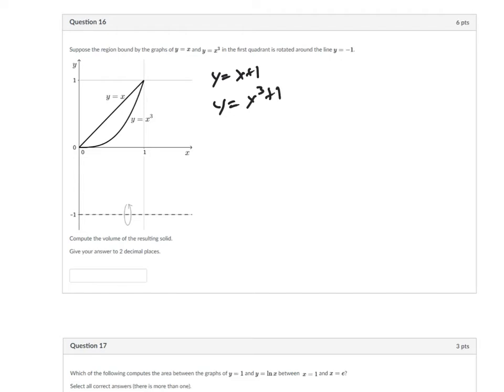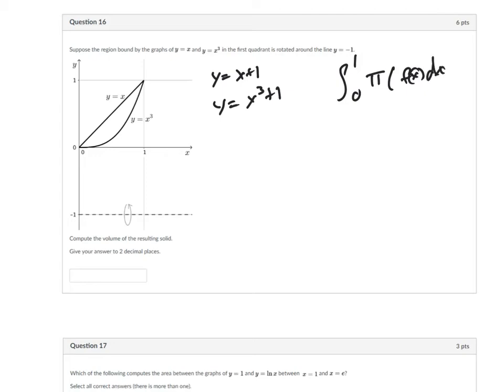Now we can pretend that the rotation is around the x-axis, and that makes it a lot easier for ourselves. Remember, whenever we're doing these integrals, it's going to be from 0 to 1, and then it's pi times the equation of the line.